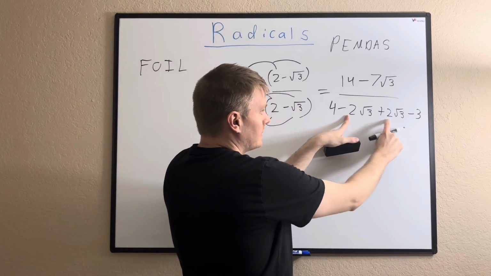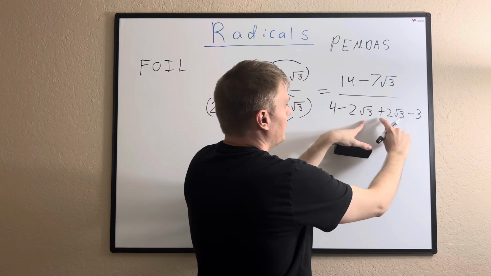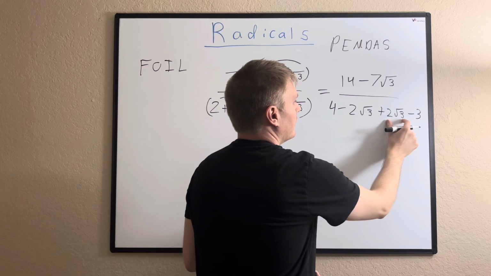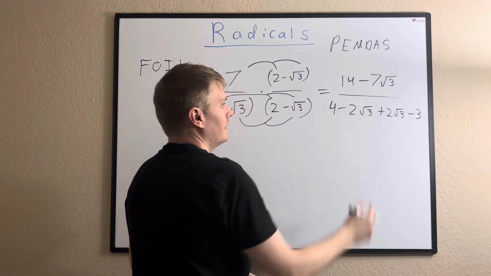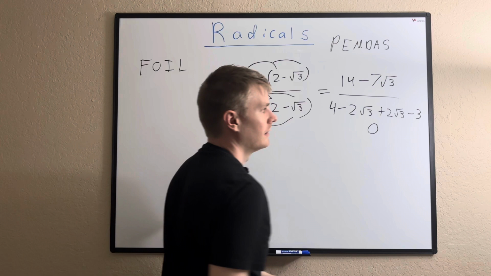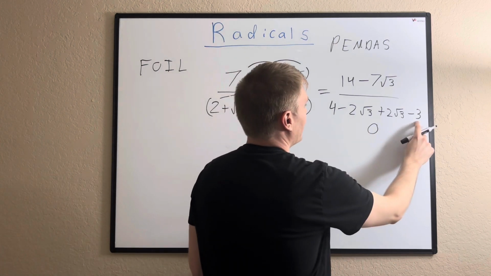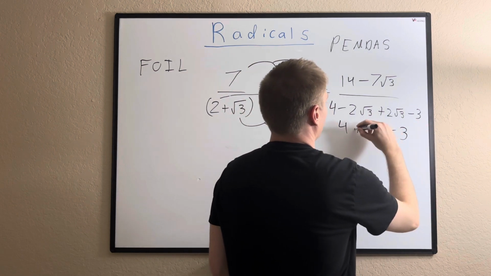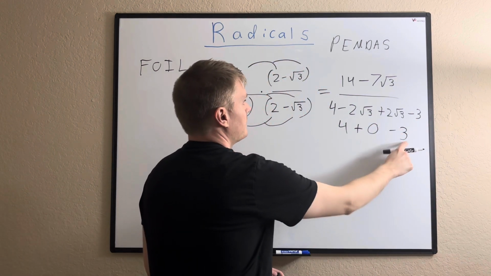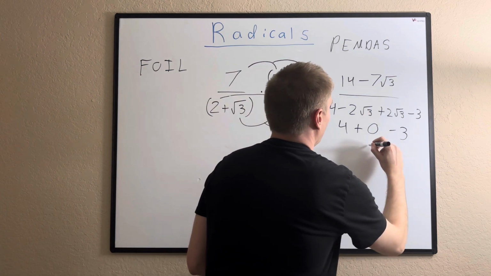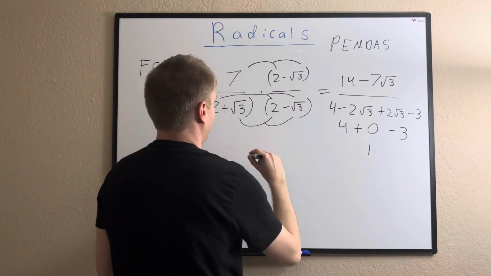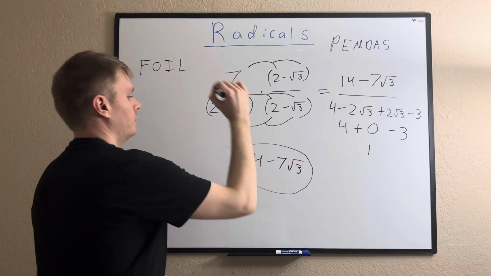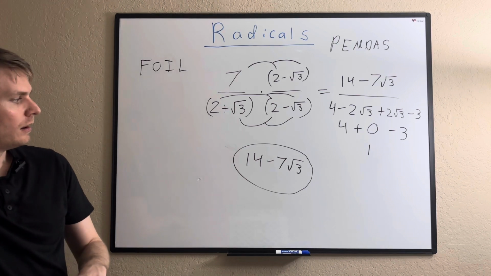So that this happens. This negative 2 radical 3 plus 2 radical 3, any number that is added to the opposite of itself is just 0, right? So we're just left with 4 minus 3. 4 plus 0 minus 3. And we just have a 1 down there in the denominator. And so our answer is 14 minus 7 radical 3. Boom.